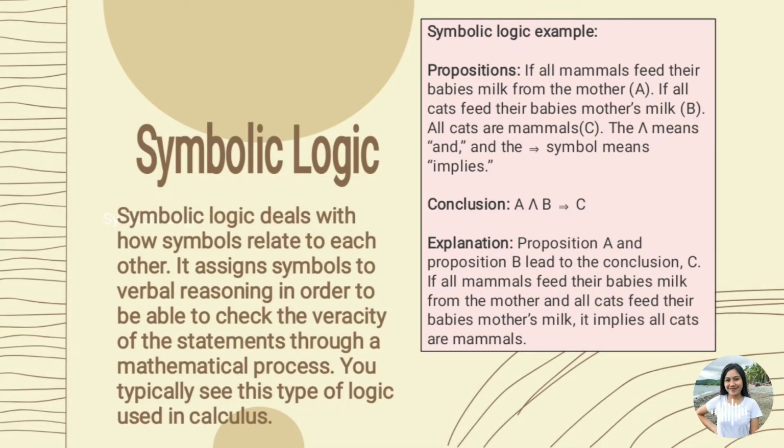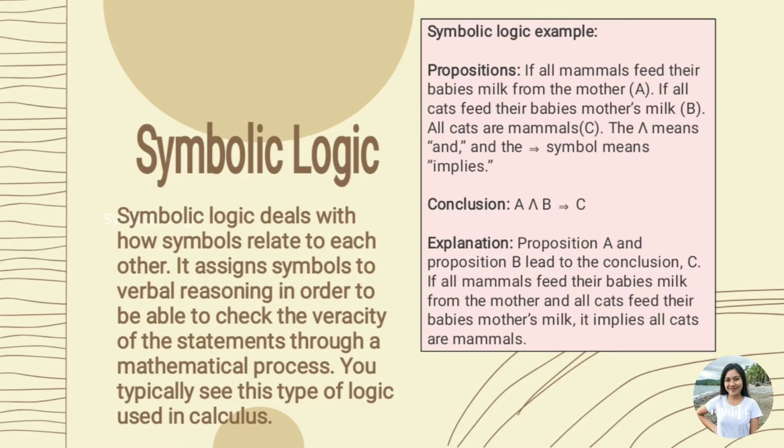Symbolic logic. Symbolic logic deals with how symbols relate to each other. It assigns symbols to verbal reasoning in order to be able to check the veracity of the statements through a mathematical process. You typically see this type of logic used in calculus. So, symbolic logic, so from the word symbol, so nagadeals talaga siya sa symbol. So, just like the example.